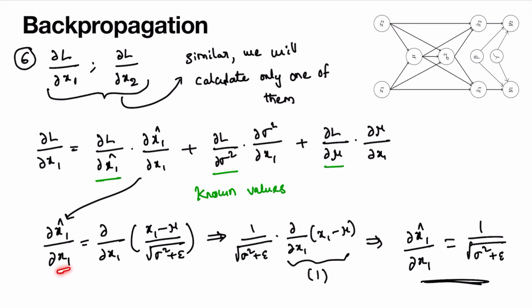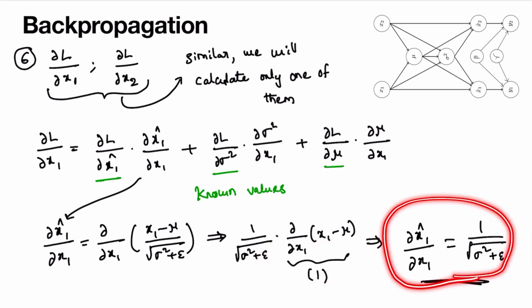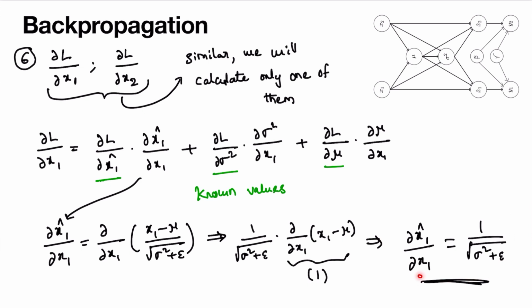Now in this, where is x1? In the numerator. So the denominator is a constant. I can take it aside, and then I will take the derivative of the numerator. As I am doing it only for x1, it will become 1 here. So this is the expression. So the final expression is this one. So the derivative of x1 cap with respect to x1 is done. Now I need to do this and then this.